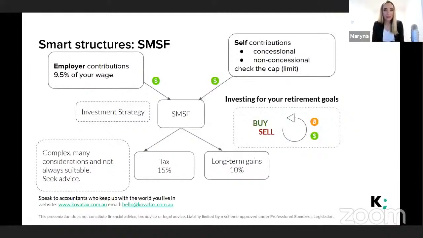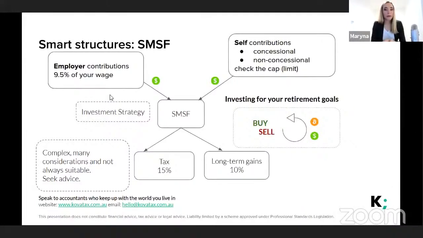And the last and not the least is another structure which we quite commonly explain to our clients if they're interested in that and if it's appropriate for them. It's a self-managed super fund. So self-managed super fund is an exciting vehicle in Australia because you can actually pay the lowest tax rate possible, and it's 15%. So if you are looking for the lowest tax rate, you can look into a self-managed super fund.